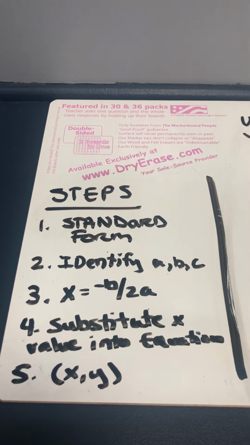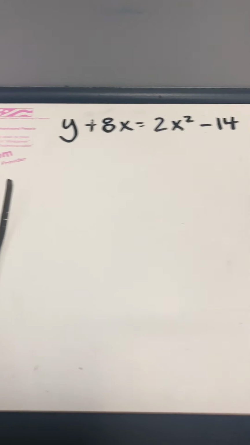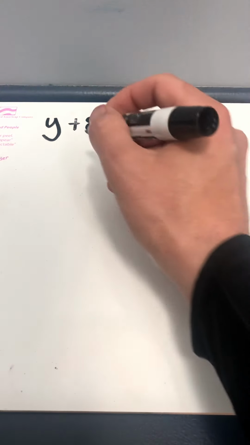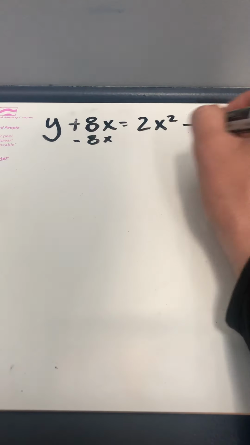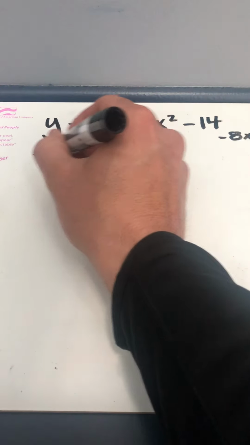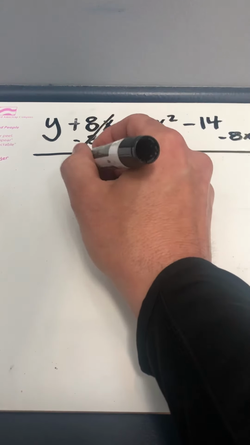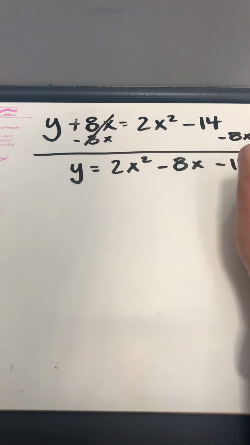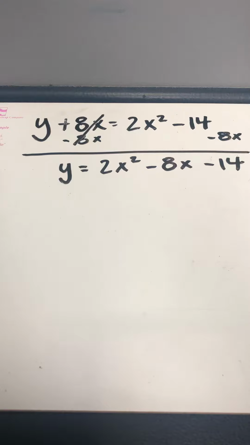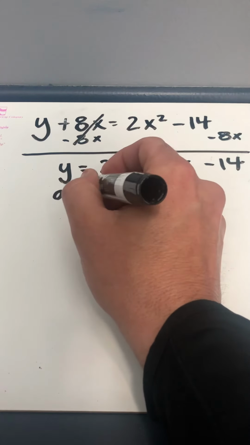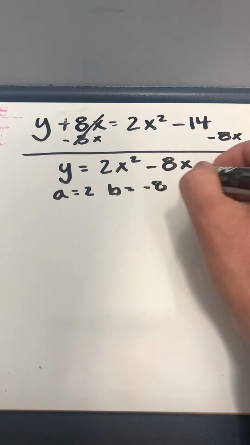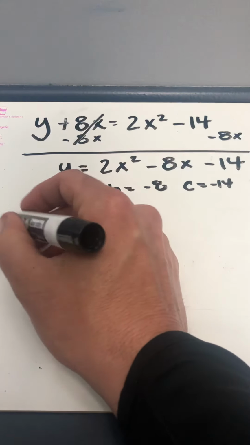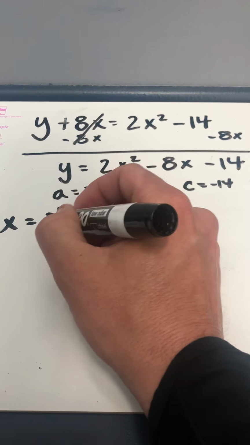An example problem may look like this, where we're given y plus 8x equals 2x squared minus 14. We will subtract 8x from both sides because this quadratic equation is not in standard form. It now says y equals 2x squared minus 8x minus 14, and we are in standard form. Our a value would be 2, our b value would be negative 8, and our c value would be negative 14. We use the formula x equals negative b over twice a.